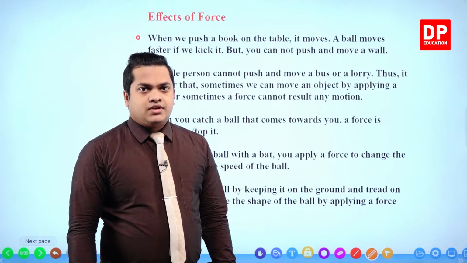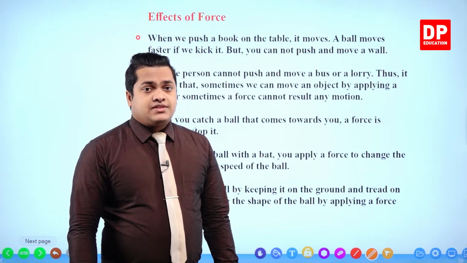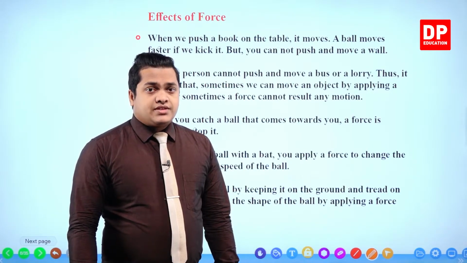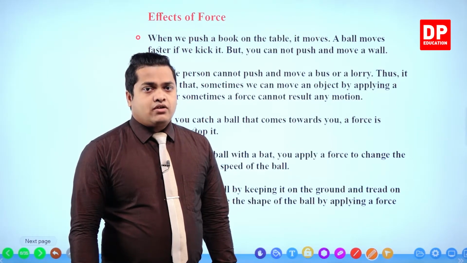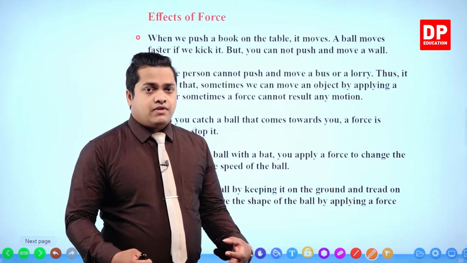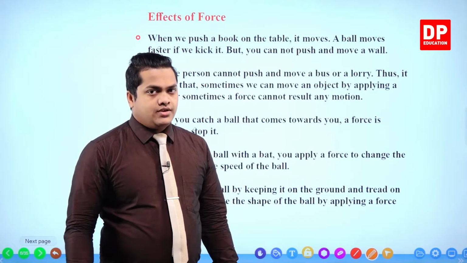Yes. Right. So there are certain instances where the objects are not going to move at all because of the lack of value of the force which you are applying. Okay, right.